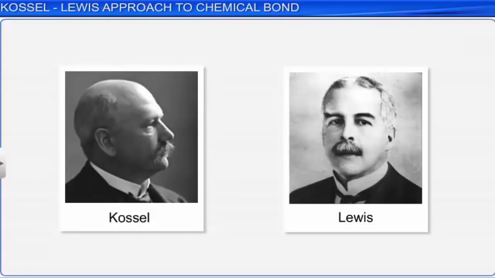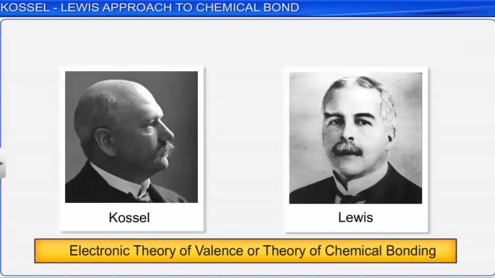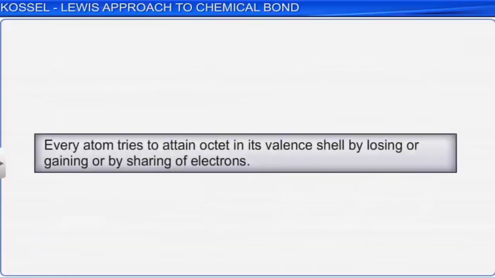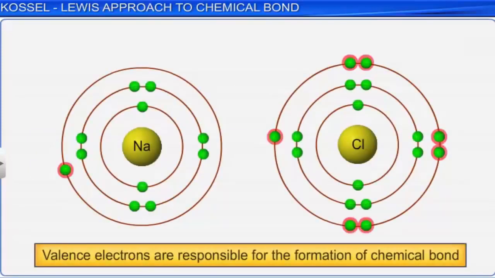Later in 1916, Roussel and Lewis developed the electronic theory of valence, or theory of chemical bonding, to explain the chemical bond formation between two atoms. According to the electronic theory of valence, every atom tries to attain an octet in its valence shell by losing or gaining or by sharing of electrons. This is known as the octet rule. Only valence electrons are responsible for the formation of a chemical bond.